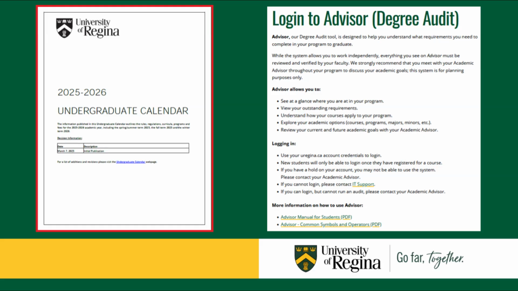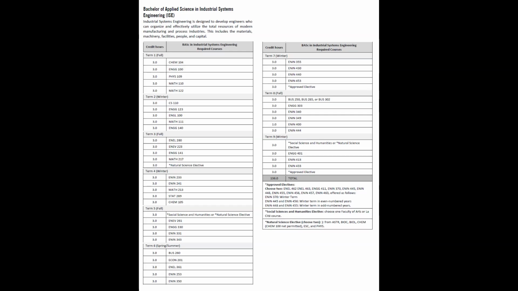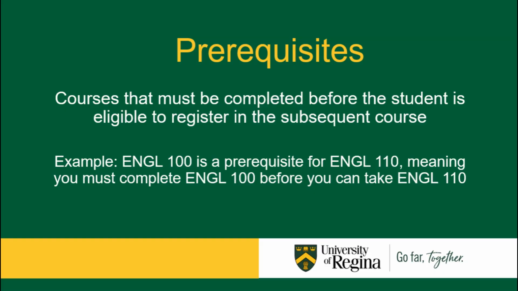Let's look at another example as a comparison. In the 2025-2026 undergraduate calendar, this is what the requirements for the Bachelor of Applied Science in Industrial Systems Engineering look like. You'll see it's laid out quite differently from the BA in Psychology. Most engineering programs are broken down into their recommended courses by term. We strongly encourage you to take these courses in their recommended order so that you can ensure you're on track with things like prerequisites and sequencing.